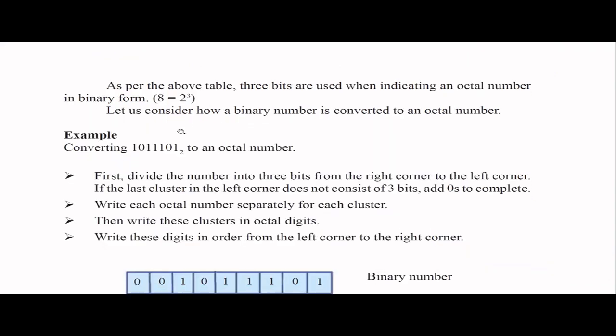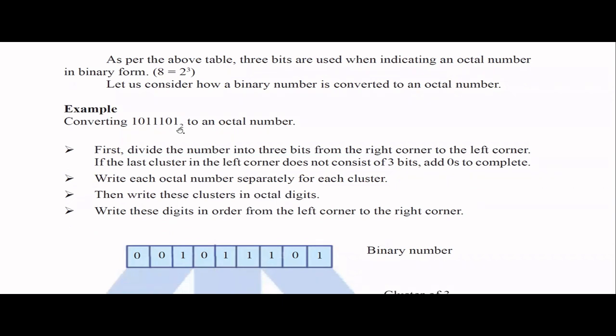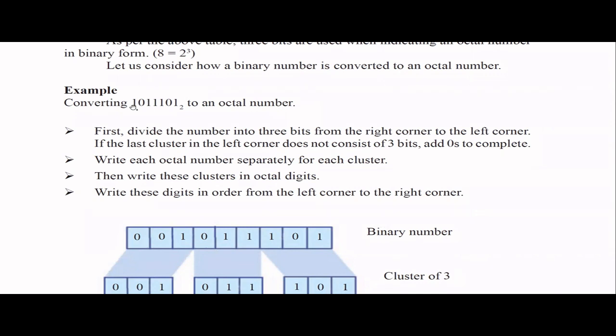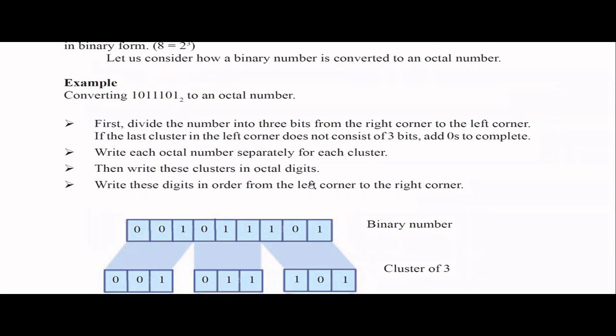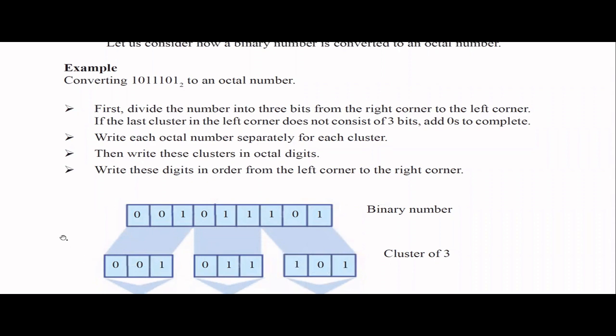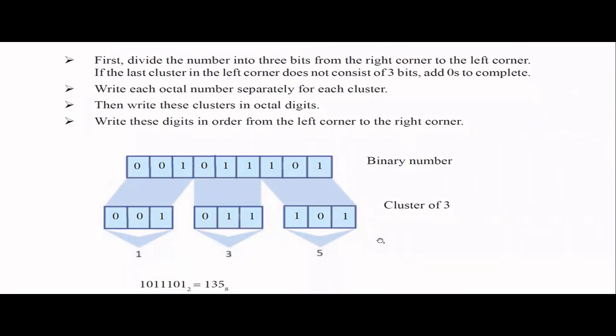Based on that, now we are going to learn how to convert a binary number to an octal number. First of all, you have to divide this binary number into 3 bits, right? You have to start with the right corner. Always start with the right corner, otherwise you will get it wrong. Start with the right corner and divide into clusters of 3. And always it should have 3.